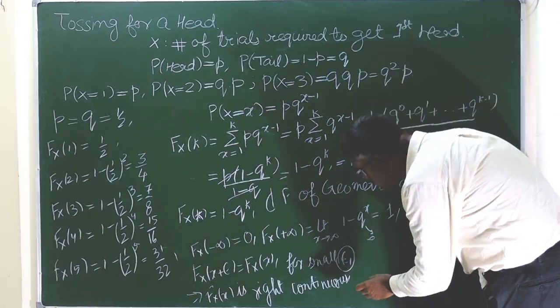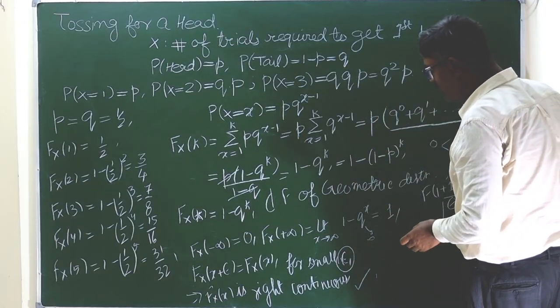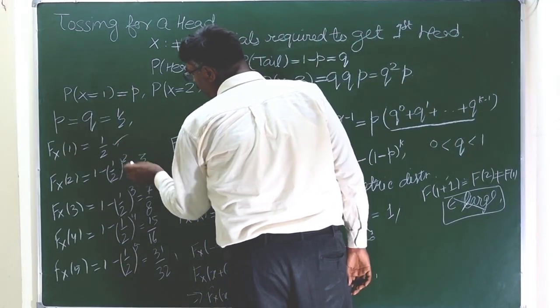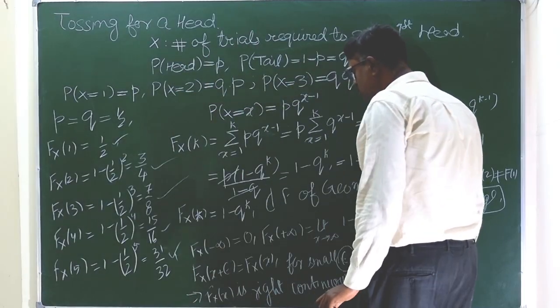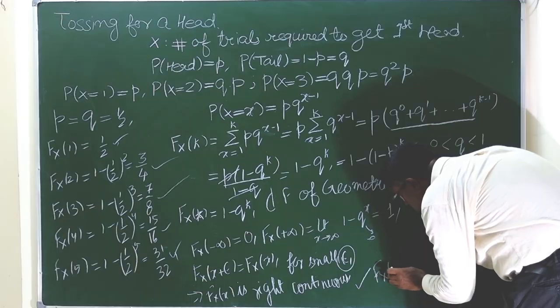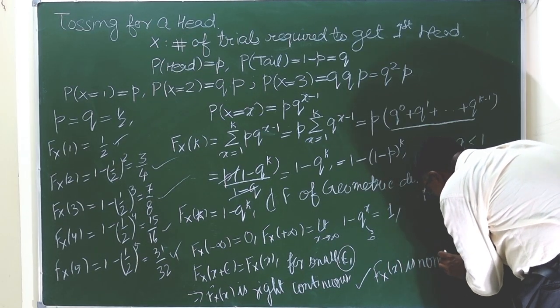So we are saying that F of x is right continuous, and also we see that F of x is increasing since it is getting the values 1 by 2, 3 by 4, 7 by 8, 15 by 16 and 31 by 32. So this way we are establishing that F of x is a non-decreasing function.